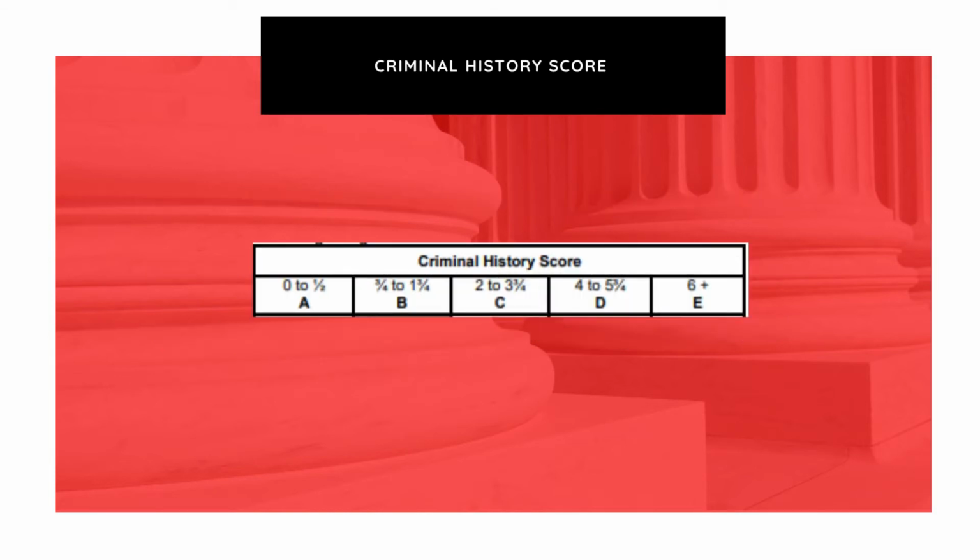Criminal history scores range from 0 to 6 or more points and are organized within 5 columns on both the master and drug grids. These columns are lettered A through E. Individuals with very little or no criminal history will fall in column A, or criminal history group A. If an individual has a criminal history score that falls within criminal history group E, that individual has a more extensive criminal history, either due to their number of prior offenses or the severity of their prior offenses.